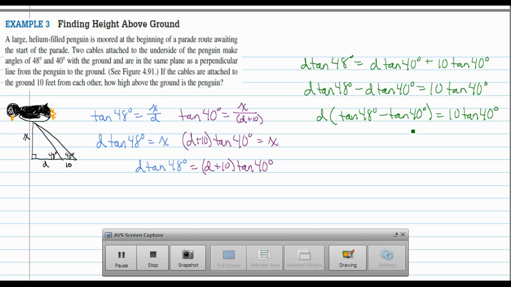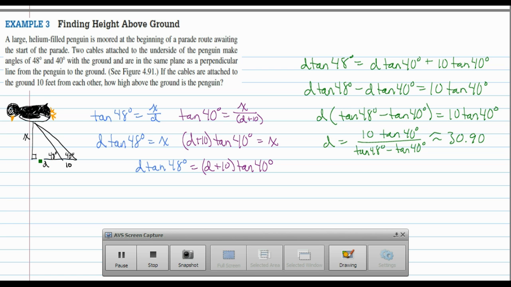Now I can divide both sides by this difference, and I get d. d is going to be 10 times the tangent of 40 degrees all over tangent of 48 minus the tangent of 40. Now, when I put that in my calculator, I get about 30.90, but that's d. That is the distance from the first guy to the perpendicular down from the balloon. I don't want d, I want x.